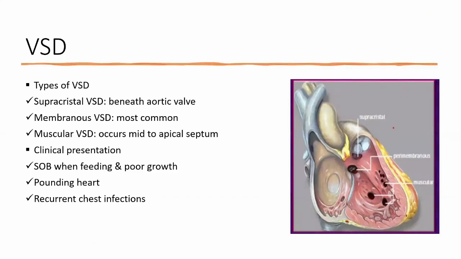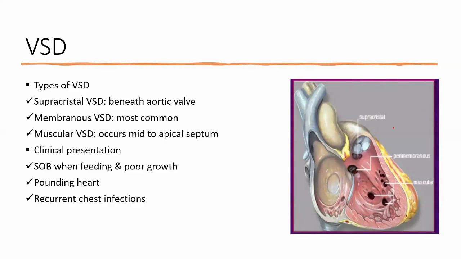And then in terms of VSDs, this is a defect within the septum between the ventricles. There are also 3 types that we find: the supracristal VSD, which is beneath the aortic valve, and the membranous VSD, which is the most common one that we see in our paediatric population. And then we also have the muscular VSD, which occurs in the mid to apical septum.